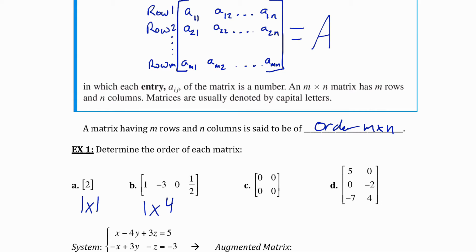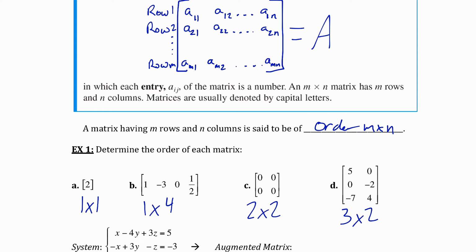So this next one's got 2 rows and 2 columns. The last one has 3 rows and 2 columns. So this is just the setup of a matrix, just what the format means. Now we're going to apply it to things that we looked at last unit with systems of equations.